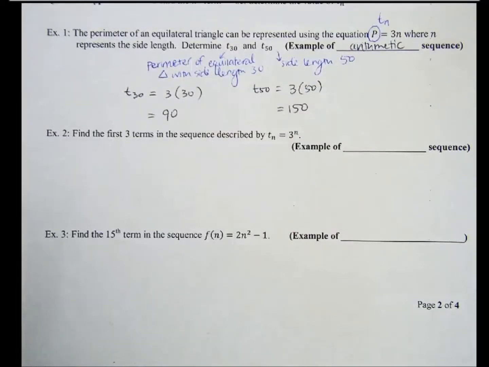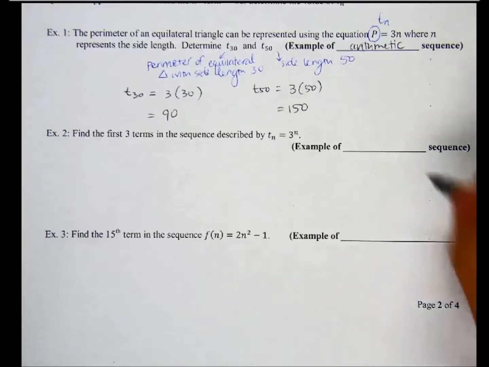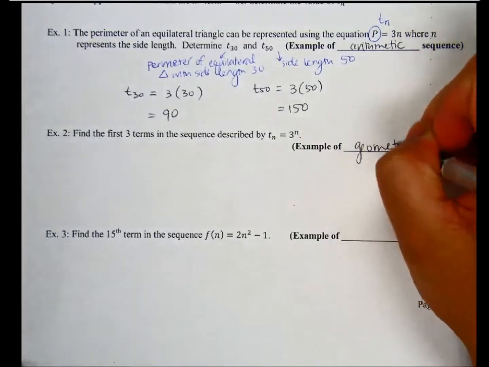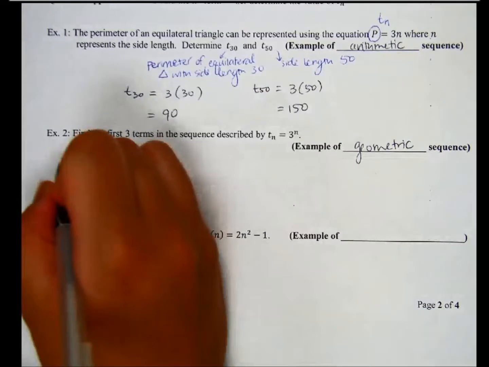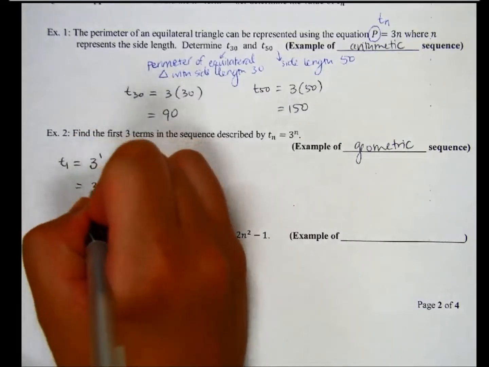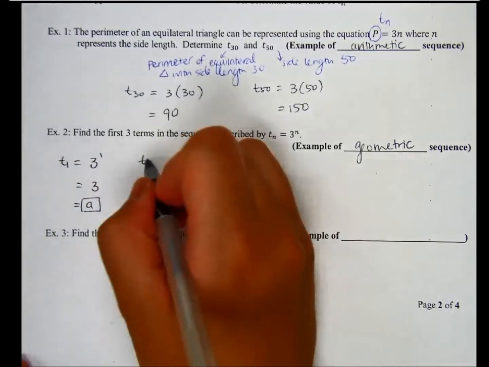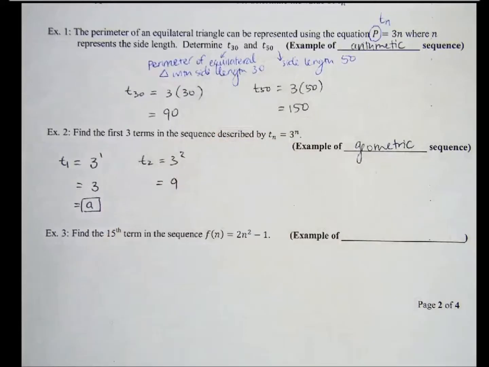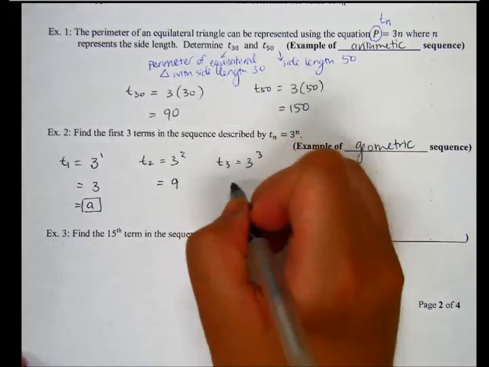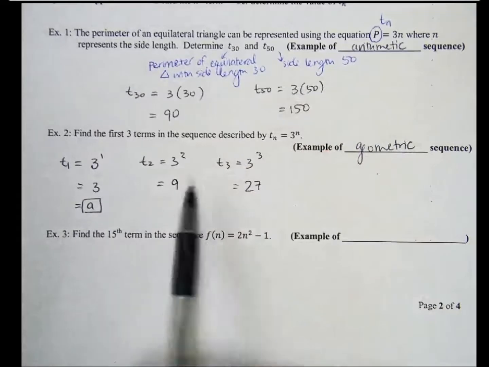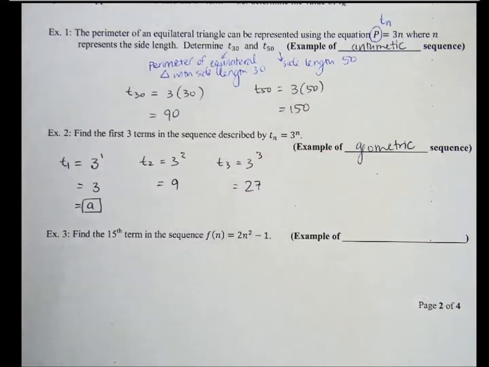In the next example, find the first three terms in the sequence described by Tn equals 3 to the exponent n. So again, from the top half of the page, you know that if the variable is an exponent, then we have an exponential function, and therefore we must have a geometric sequence. So first three terms, T1, 3 to the power of 1, so 3. This is really the same as a. Second term, 3 squared, 9. Third term, 3 cubed, 27. So 3, 9, 27, first three terms in the sequence.